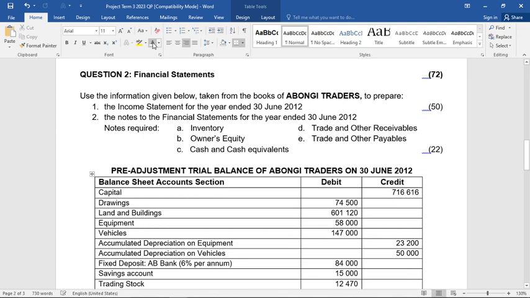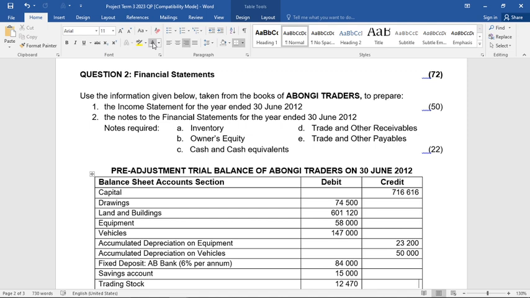Question 2, financial statements, amounts to 72 marks and asks us to look at the following. Abongi Traders, it asks us to do the income statement for the year ended 30th of June 2012 and do 5 notes. Inventory, owner's equity, cash and cash equivalents, trade and other receivables, trade and other payables. So there are quite a few notes we need to do here.